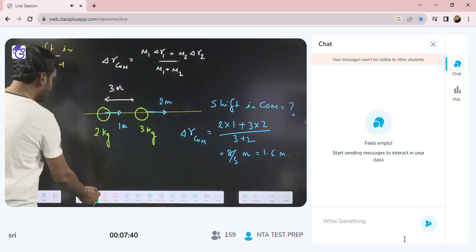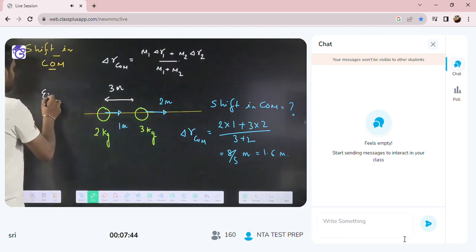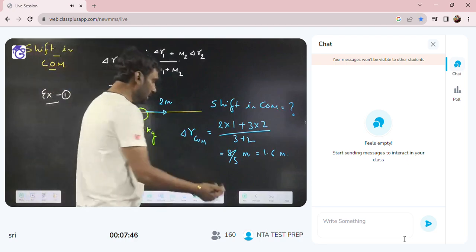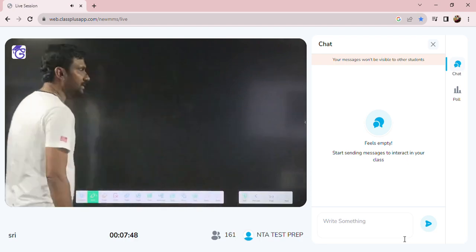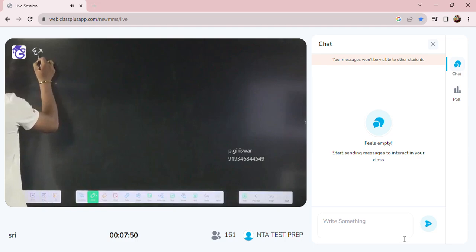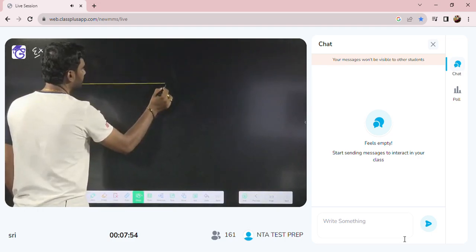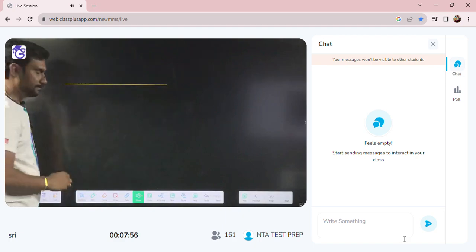So this is our example 1. Correct? Chalo, next example. In this next example, I'll take the same line and I'll do a very small change.